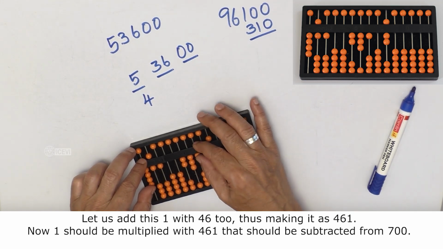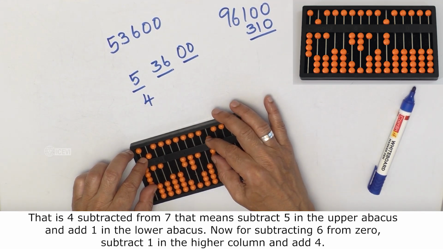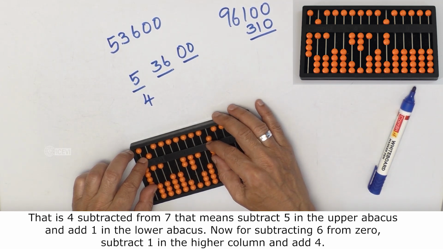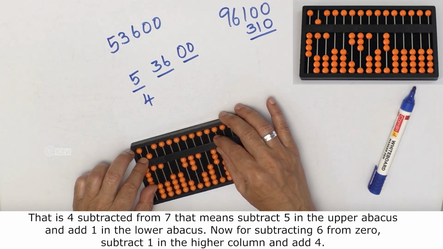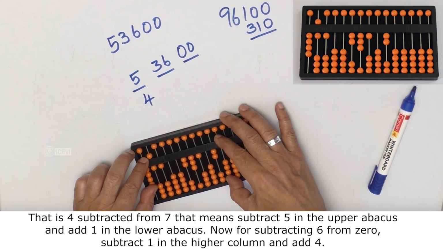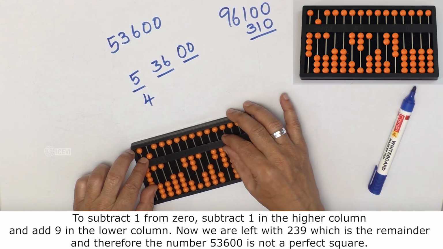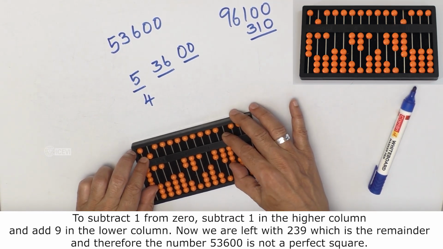Now, 1 should be multiplied with 461. That should be subtracted from 700. That is, 4 should be subtracted from 7. That means subtract 5 in the upper abacus and add 1 in the lower abacus. Now, for subtracting 6 from 0, subtract 1 in the higher column and add 4. To subtract 1 from 0, subtract 1 in the higher column and add 9 in the lower column.